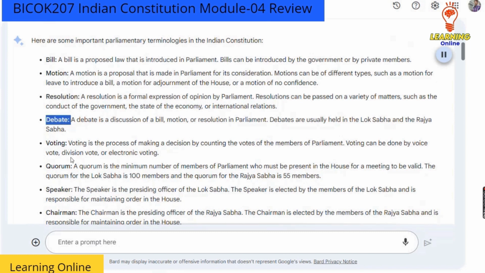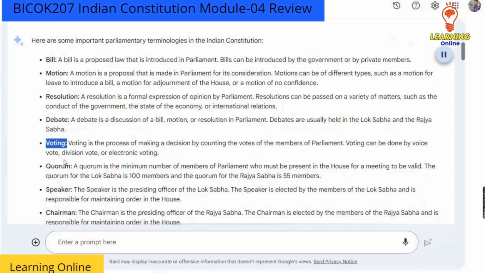Resolutions can be passed on a variety of matters, such as the conduct of the government, the state of the economy, or international relations. Debate. A debate is a discussion of a bill, motion, or resolution in Parliament. Debates are usually held in the Lok Sabha and the Rajya Sabha.